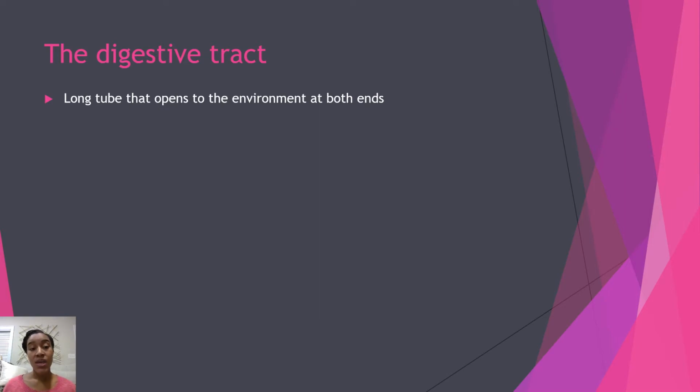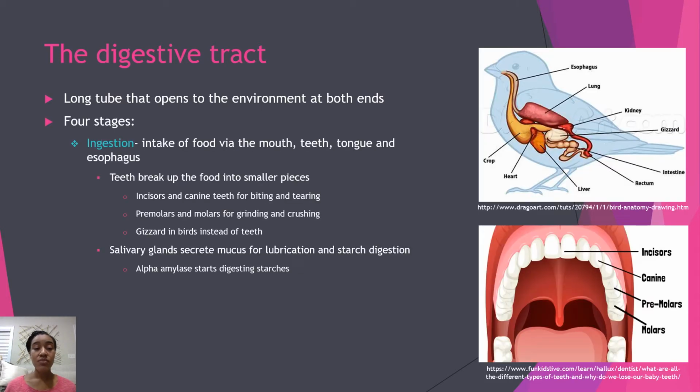And so for the next couple of slides, we're going to talk about the four main stages of the digestive system, the organs that are involved, and what occurs at each of these stages as food goes from your mouth through your digestive tract and waste gets excreted from your anus. So the first stage in digestion is ingestion, and this is the intake of food via the mouth.